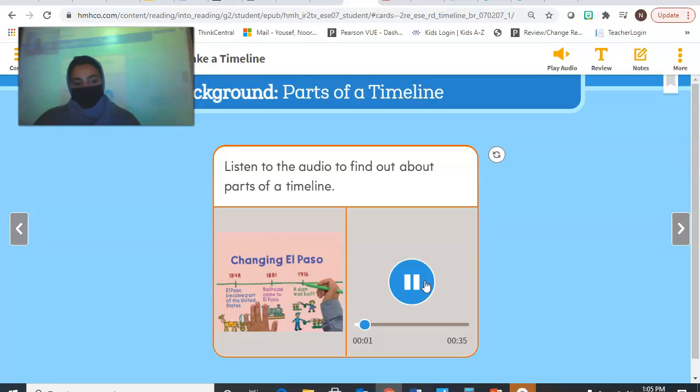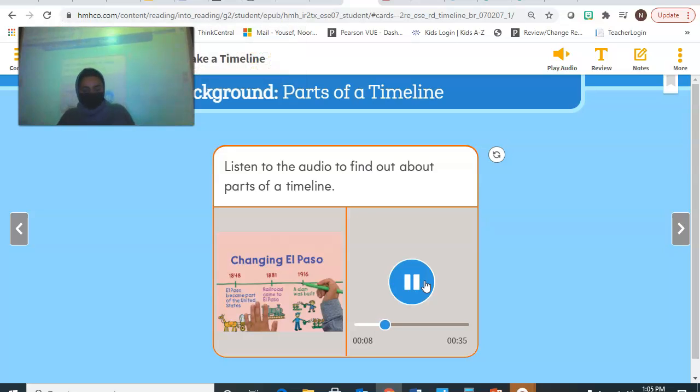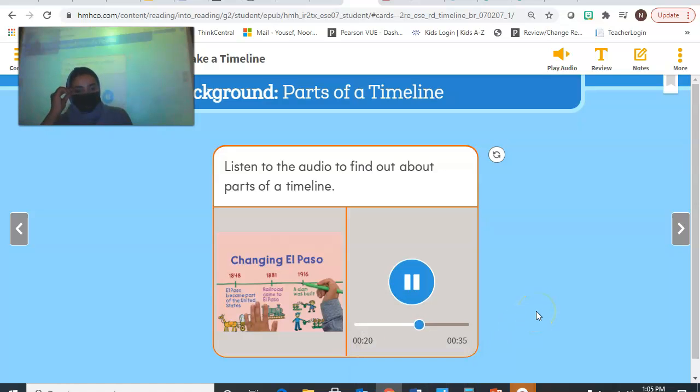When you look at a timeline, it tells you a story. It can tell you about events in history or about important events in a person's life. A timeline has several parts. The title tells you who or what the timeline is about. The dates show you the order that the events happened. The text gives you details about each event and helps you understand why it is important. Some timelines also have pictures that tell more about the events too.